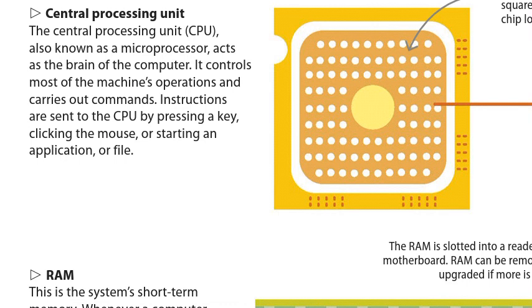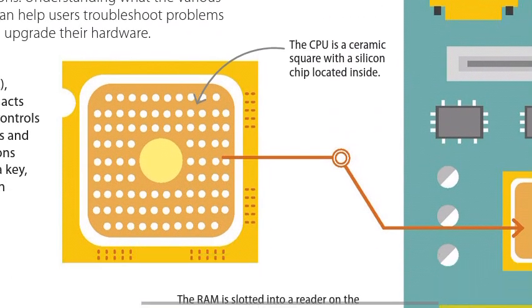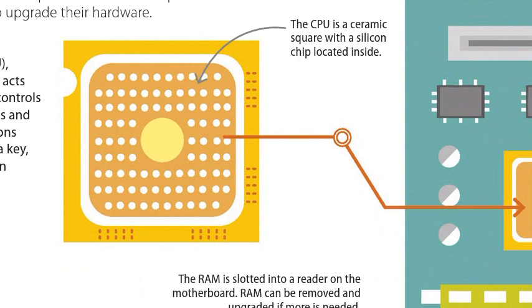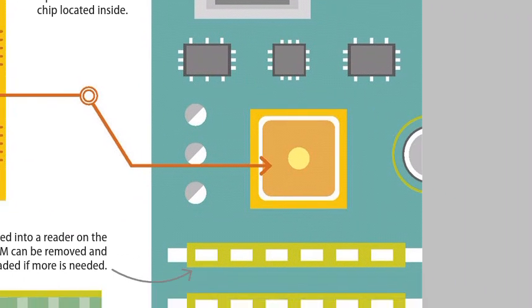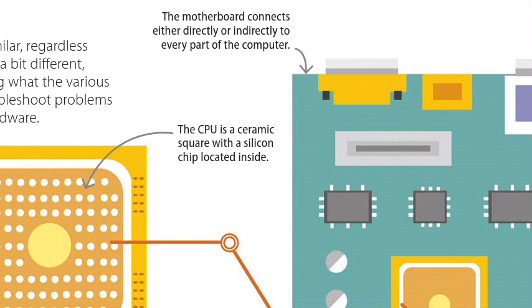The Central Processing Unit, CPU, also known as a microprocessor, acts as the brain of the computer. It controls most of the machine's operations and carries out commands. Instructions are sent to the CPU by pressing a key, clicking the mouse, or starting an application or file. Everything is possible because of it. The CPU is a ceramic square with a silicon chip located inside. The motherboard connects either directly or indirectly to every part of the computer.